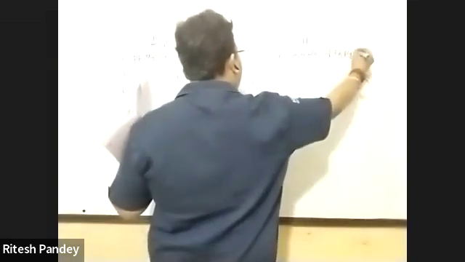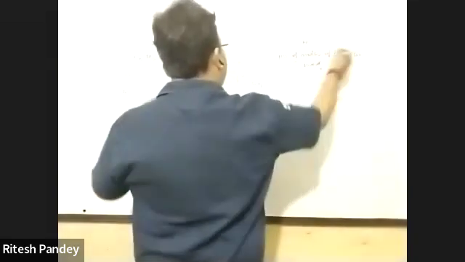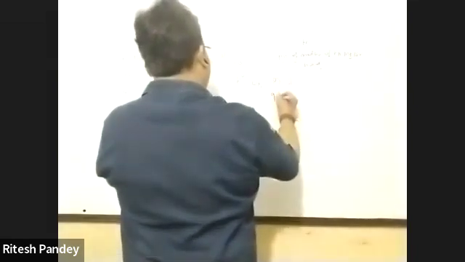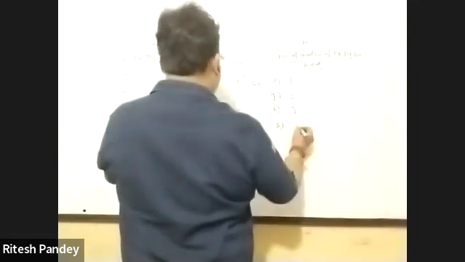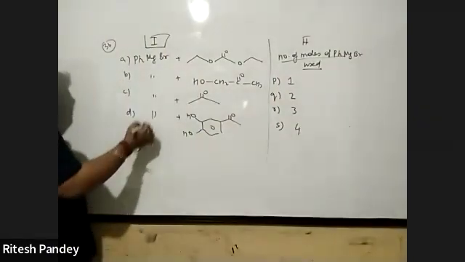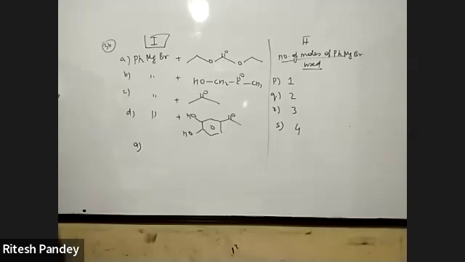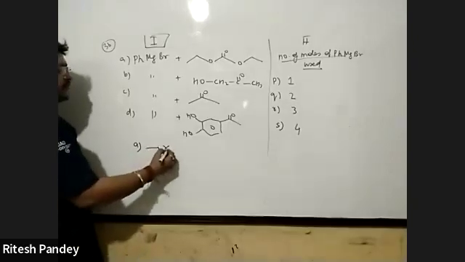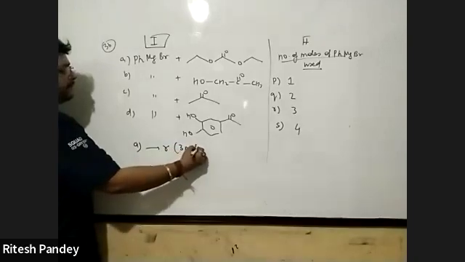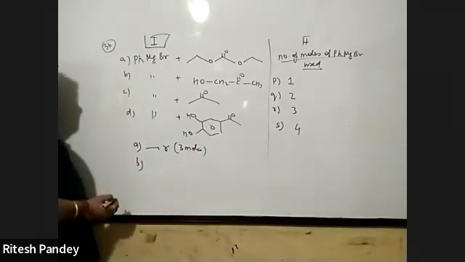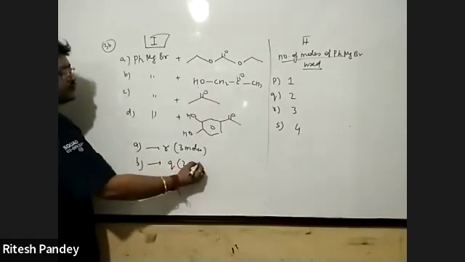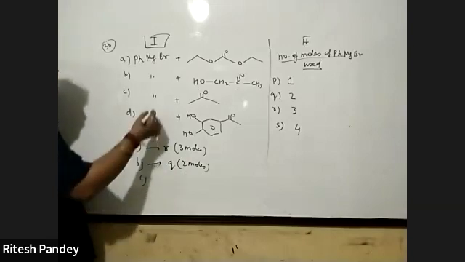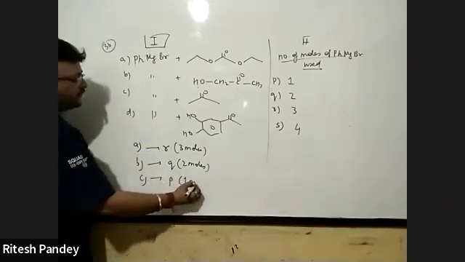And in column 2, you have the number of moles of PhMgBr used, written as 1, 2, 3, and 4. So go ahead. Here A reacting with this, how many moles? 3 moles. So A would match with R, which is 3 moles. B naturally, one attacks there, one attacks here. This would mean Q, which is 2 moles. C naturally will react with 1 mole only.